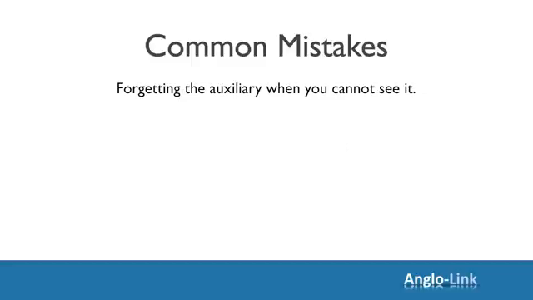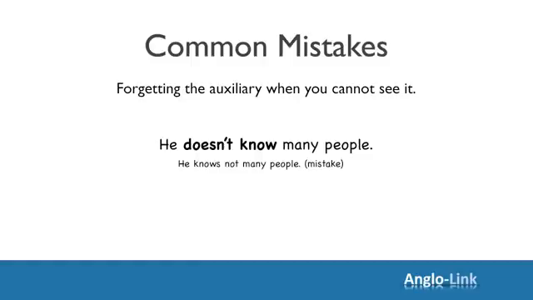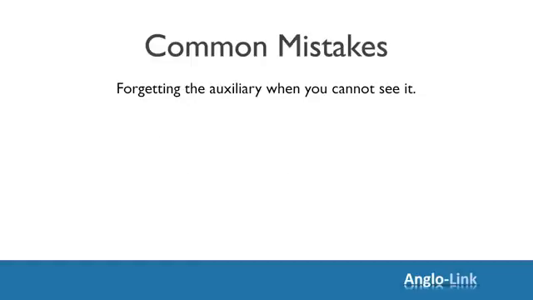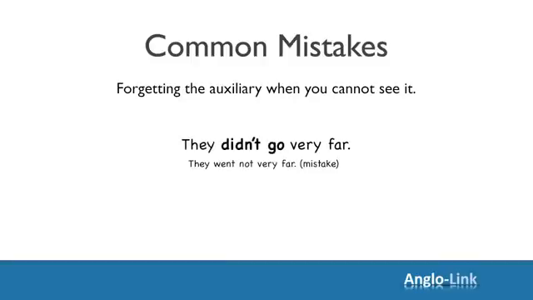Let's look at another example. He knows not many people. You need to change your sentence into a negative sentence with the auxiliary, that's right, doesn't. He doesn't know many people. And our last example is, of course, in the past simple tense. Avoid saying, they went not very far. Change your verb into a negative verb. They didn't go very far.